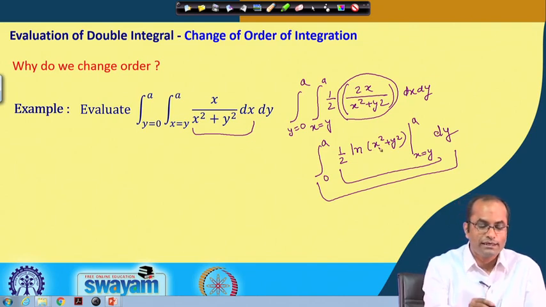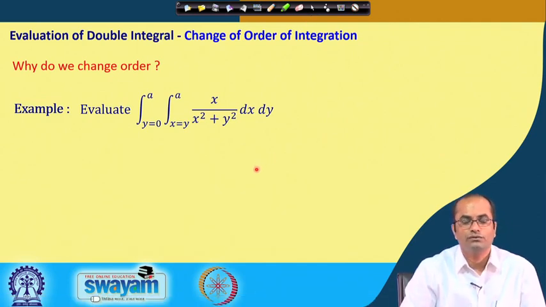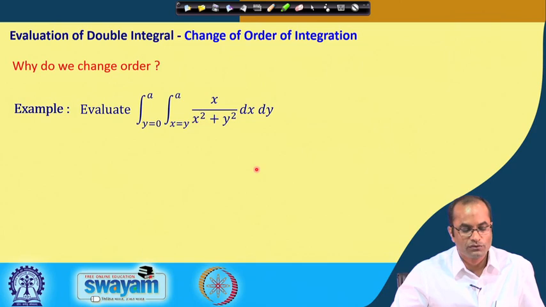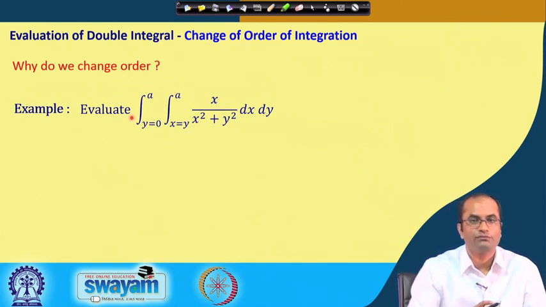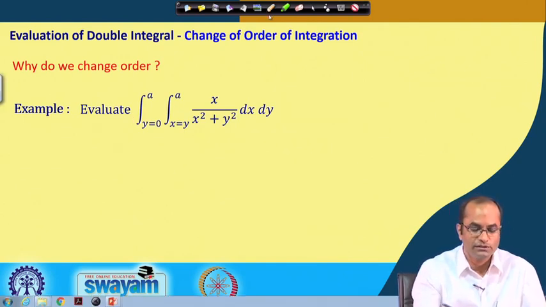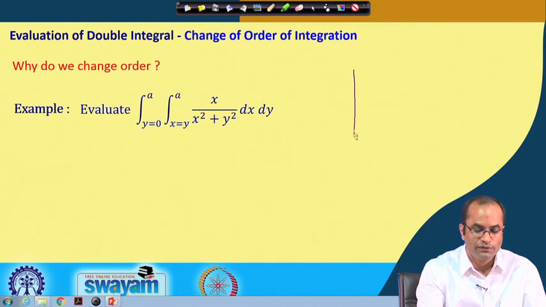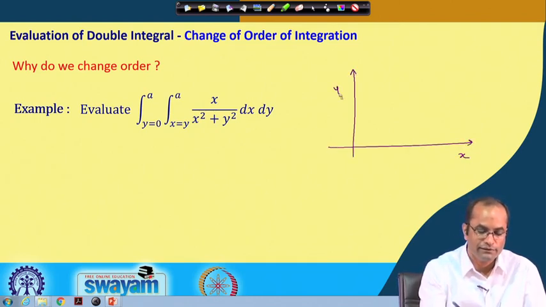But what we will realize here, if we change the order of integration, then this will be much easier to compute. So, if we change the order of integration, the first step is always that we have to sketch the domain of integration. So, in this case, let us say this is the x axis and we have here the y axis.